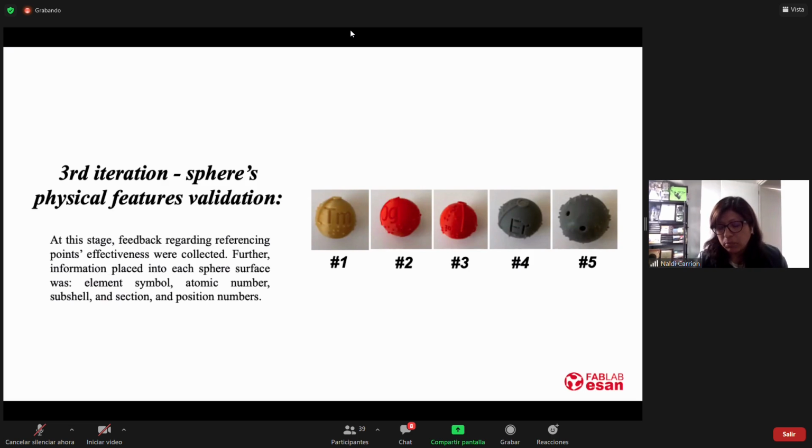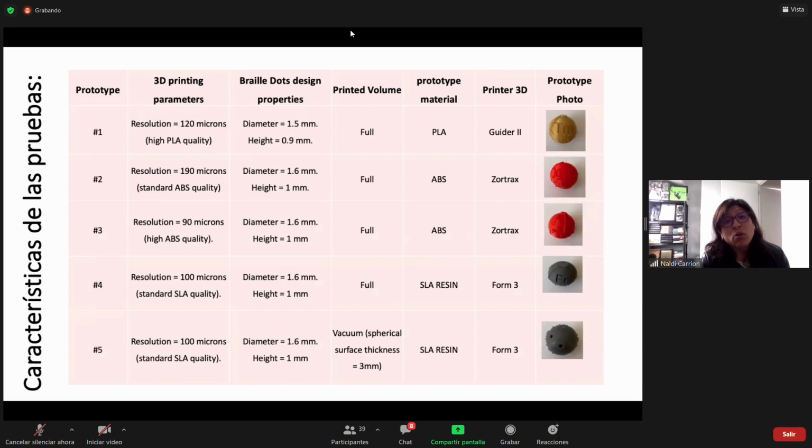So we tested, we prototyped, we have 5 prototypes. We tested resolutions in terms of FDM and also in terms of SLA 3D printing. In terms of the resolution for the FDM, we used 120 microns, 190 and 90 microns. The first one was with PLA, and the other 2 were with ABS. So we tested the material, but also the resolution, and then we also tried with SLA.